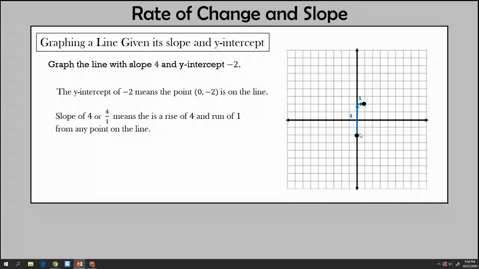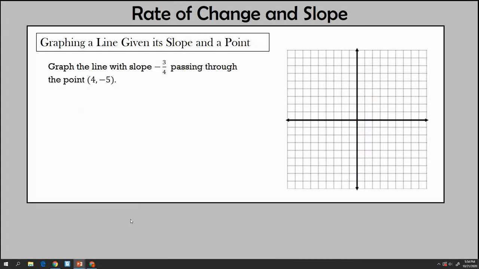So again, y-intercept at -2, up 4 over 1. There's another point. Connect it with a straight line. There's our graph. And that's all we got to do. Draw that line. How do we handle a negative slope?